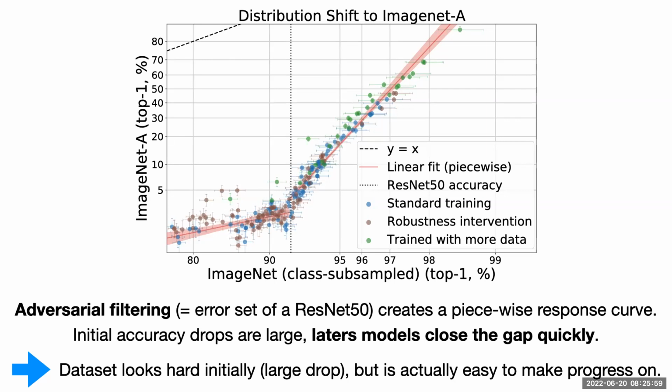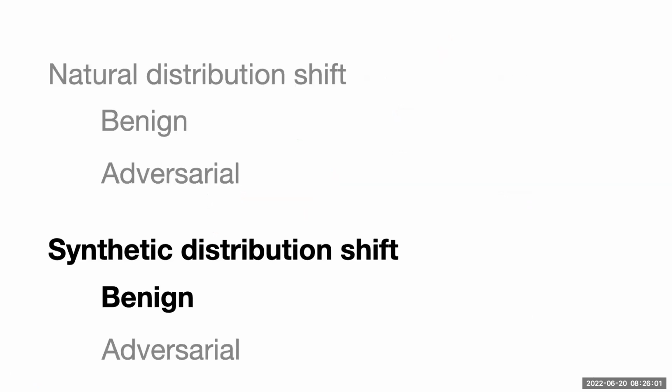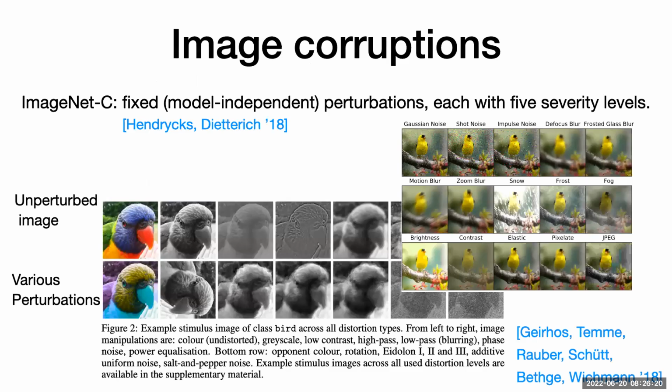Good. So this was the first part, natural distribution shifts. So these were real images. Now for the next few minutes, let's look at synthetic distribution shifts. So distribution shifts where people intentionally perturb the images on a computer. And there, researchers proposed many different image corruptions. We collected the image corruptions from two different papers in our testbed.